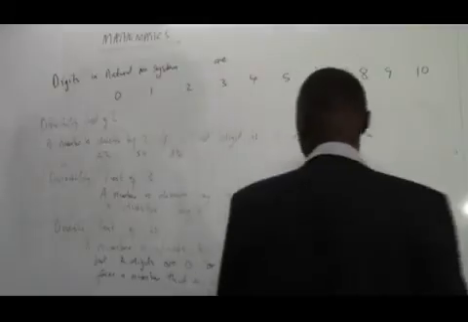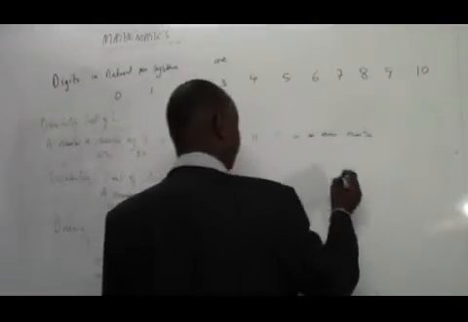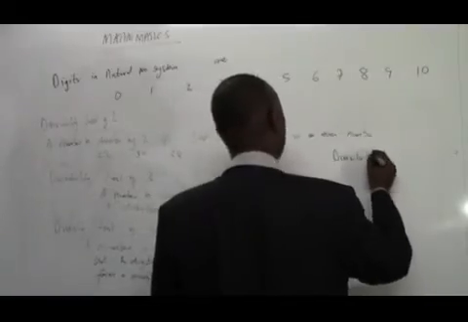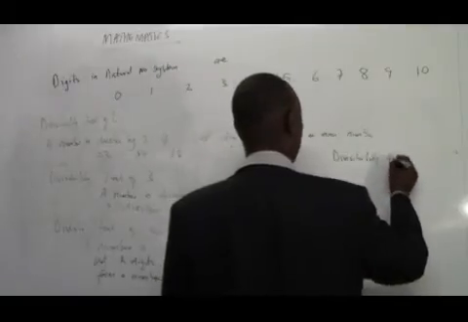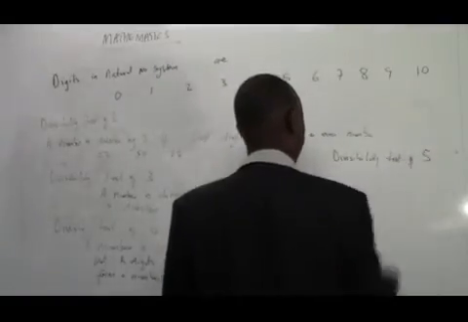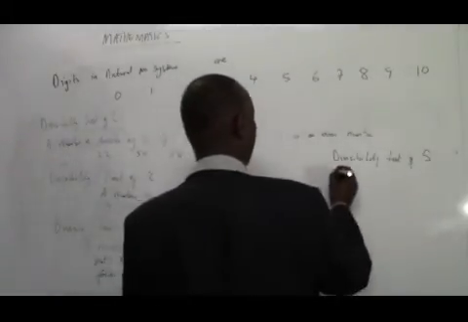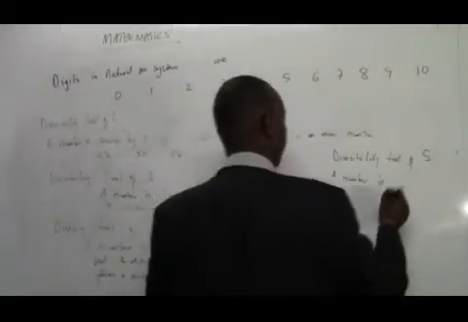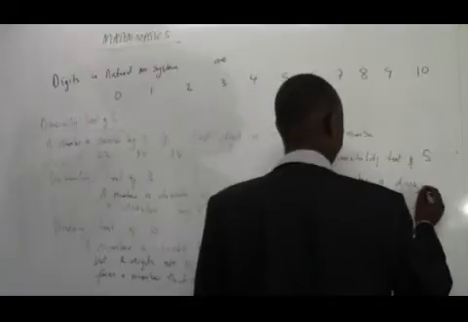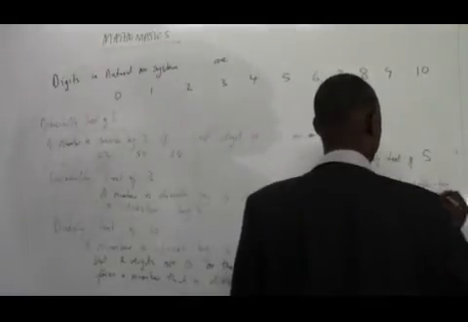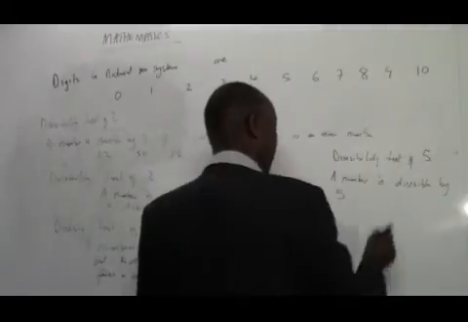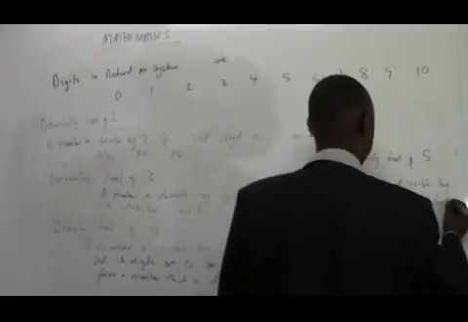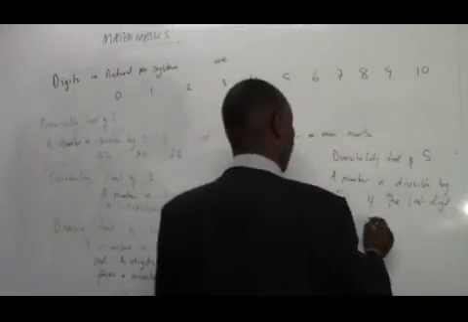So let's look at the divisibility test of 5. A number is divisible by 5 if the last digit is 0 or 5.